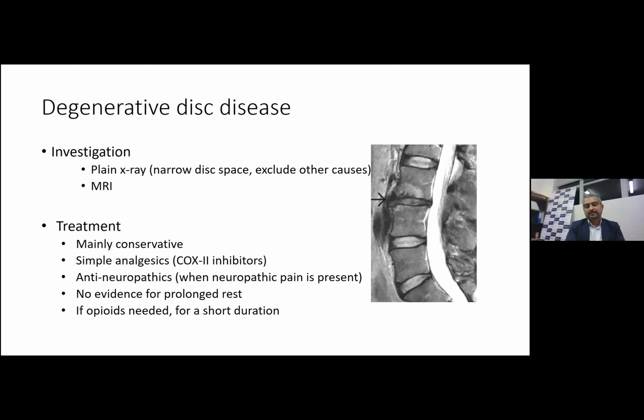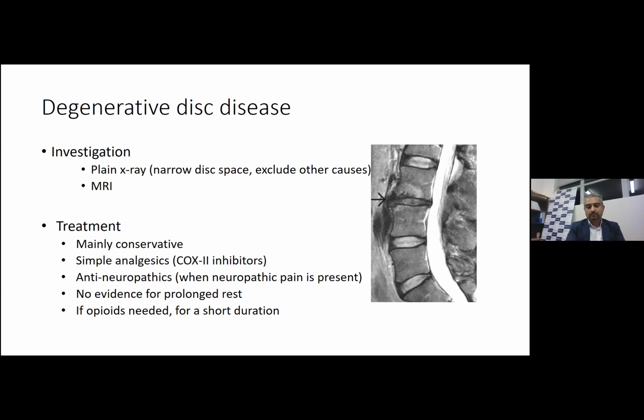Investigation-wise, everything should be aimed at excluding other pathologies. X-ray is the first to request. On X-ray, you may see that some of the discs are narrower or smaller compared to the others. And MRI is the one that shows you the exact disc problem and the change in water content.